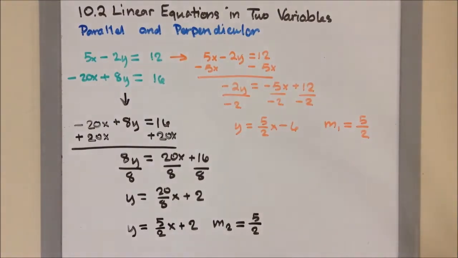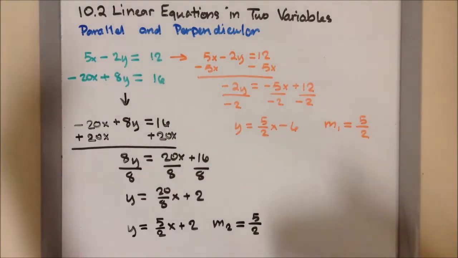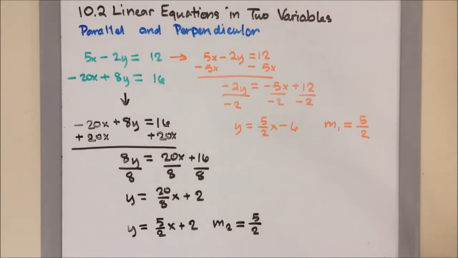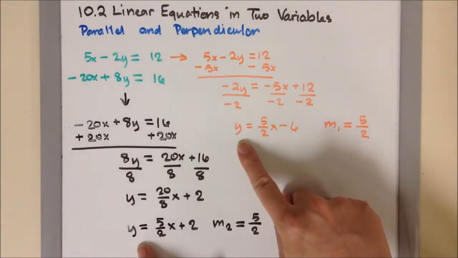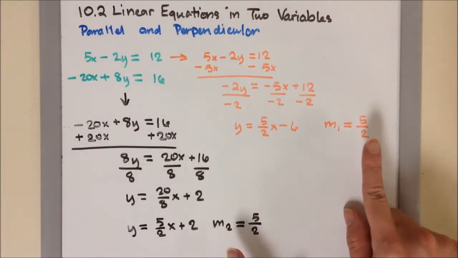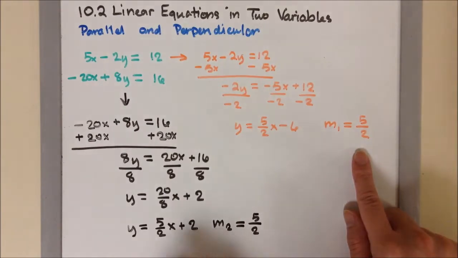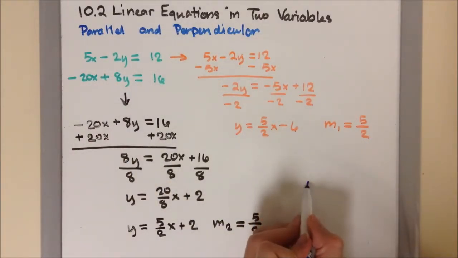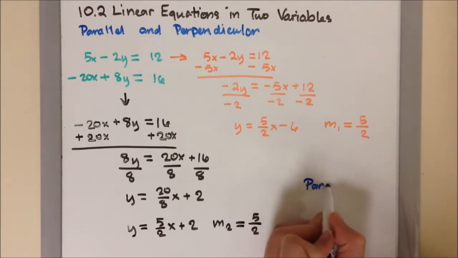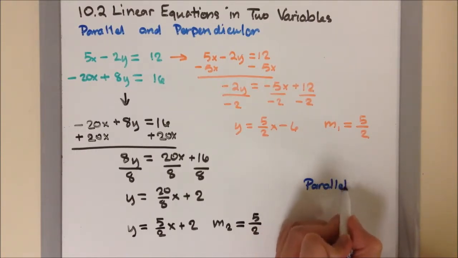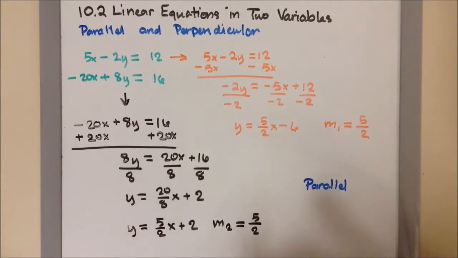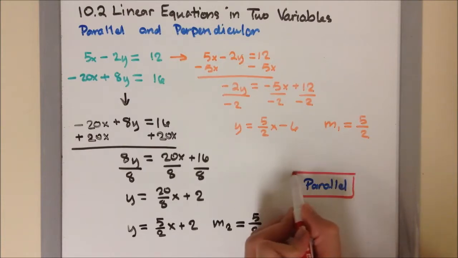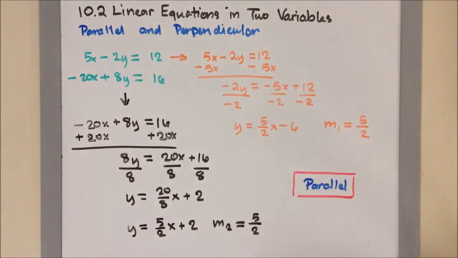So all you have to do is first convert both equations into slope-intercept form, getting the y by itself, and then check with the slope. So these two slopes are exactly the same, so therefore they are parallel to each other. And then that's all you have to do, and then I'm just going to box that up. Parallel to each other.